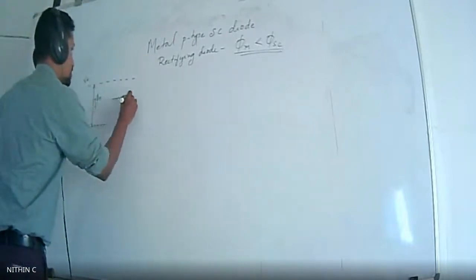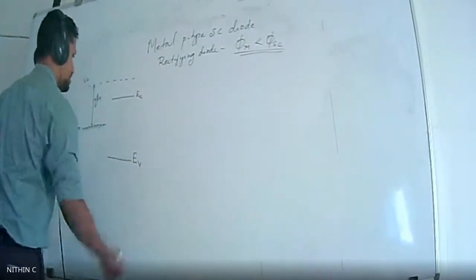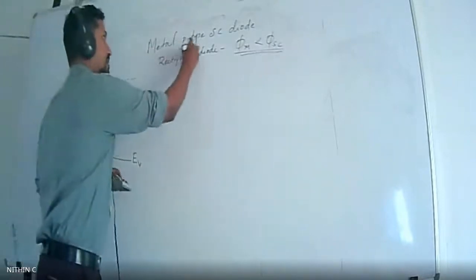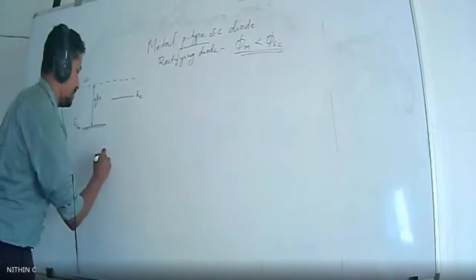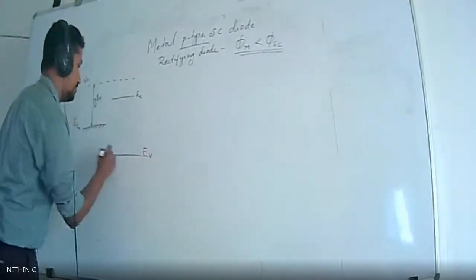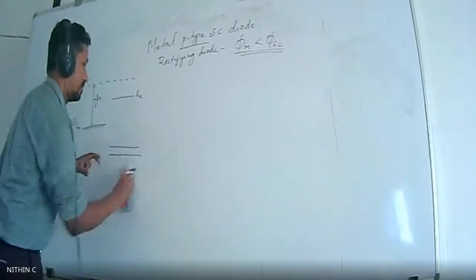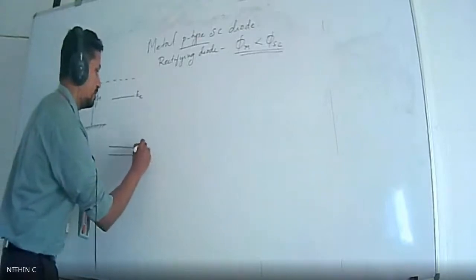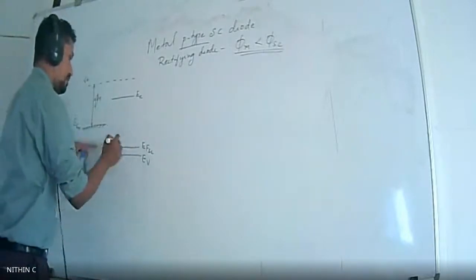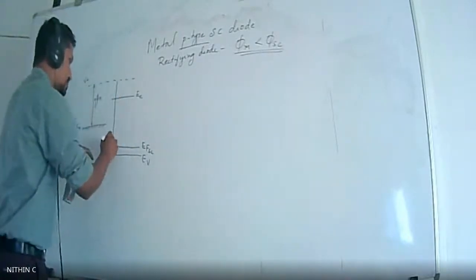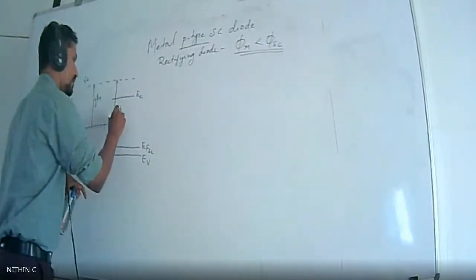So this will be EC. Here you will be having your EV, that is the valence band edge. And since we are considering a p-type semiconductor, the Fermi level will be closer to the valence band edge. If this is EV, the Fermi level will be somewhere around here. This will be your Fermi level of the semiconductor. So this distance, that is the Fermi level to vacuum level, this difference of energy is actually the work function of the semiconductor, q phi SC.